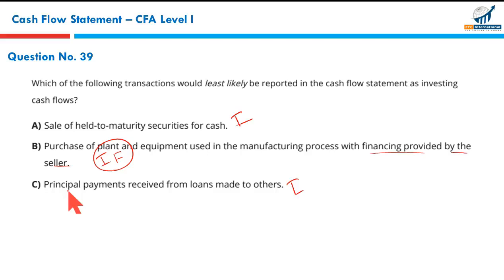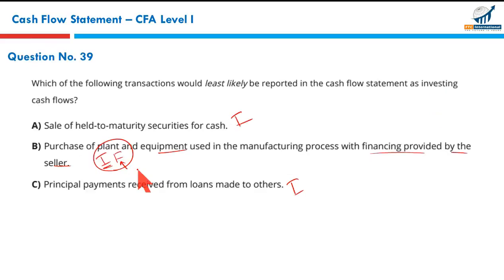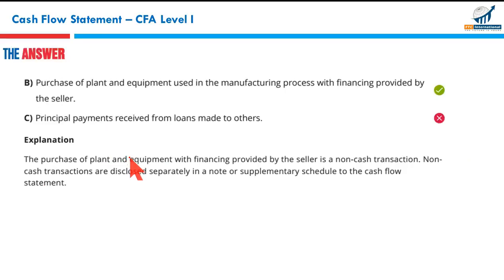B is a non-cash investing, non-cash financing transaction, because we have used financing to acquire an asset. So it's a non-cash investing as well as non-cash financing transaction. That makes B the right option, because it is not an investing inflow or outflow. The asset we acquired is an investing item, but it's non-cash, and it was financed through a loan from the seller. It's a financing aspect as well, but it's neither a cash inflow nor outflow. So B is the right answer.